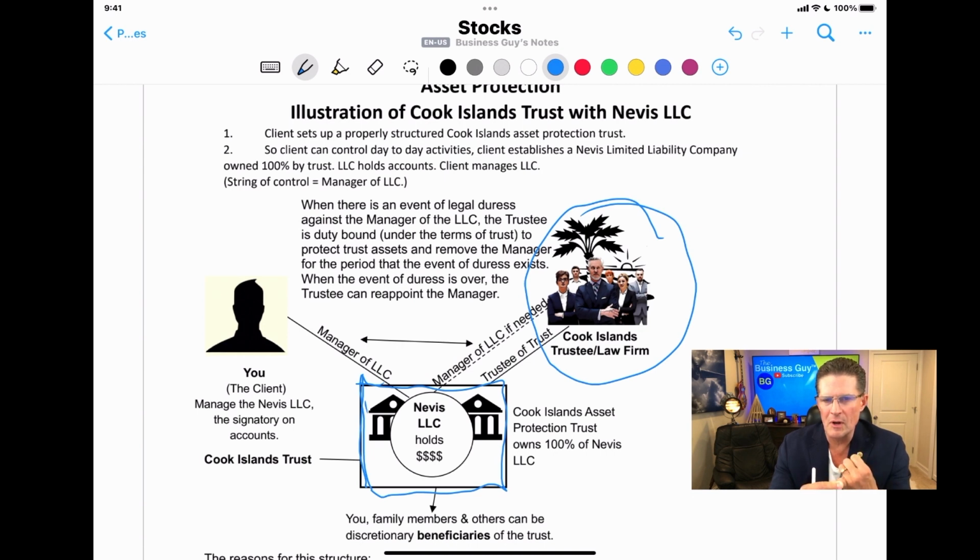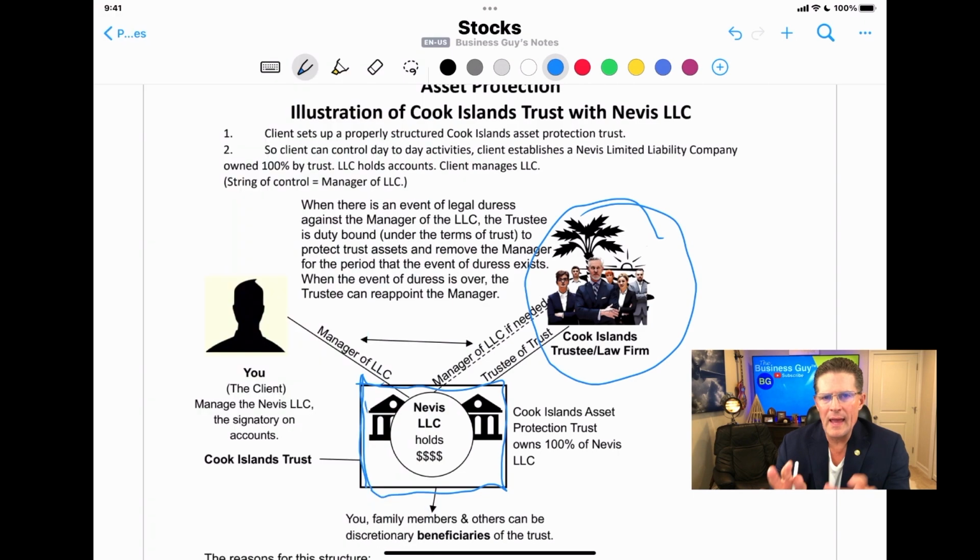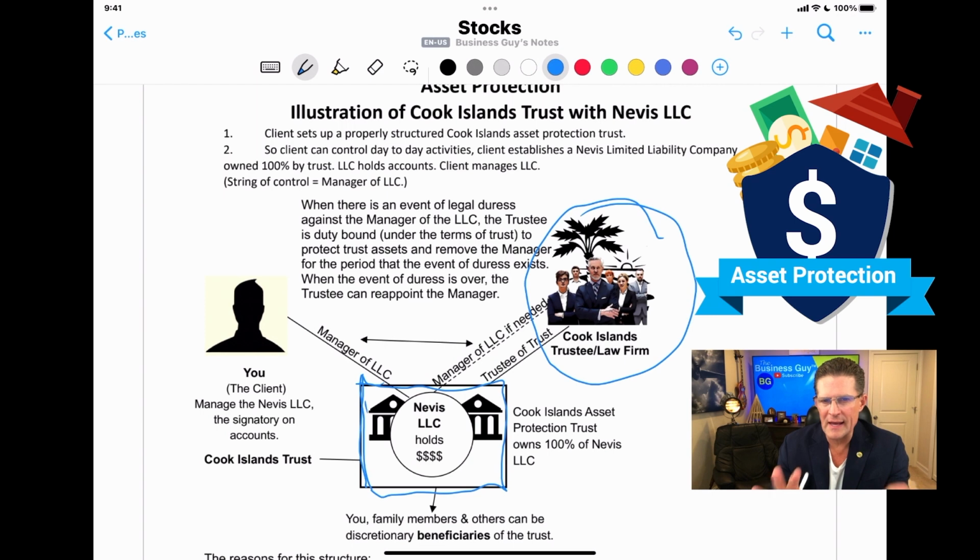If you look at the Global Corruption Perceptions Index, you'll see that New Zealand is the most trusted jurisdiction in the world. I think it ties with Denmark and Norway. And Cook Islands is part of New Zealand. So we're talking about the most trusted jurisdiction in the world. The rule of law is followed to the T. The trustee law firm is regulated to the hilt. They're licensed, bonded, insured, tremendous background checks, and have an incredible track record for protecting client assets.